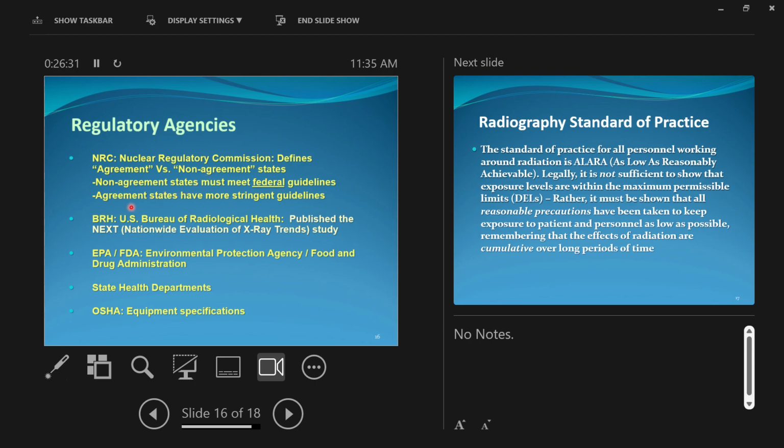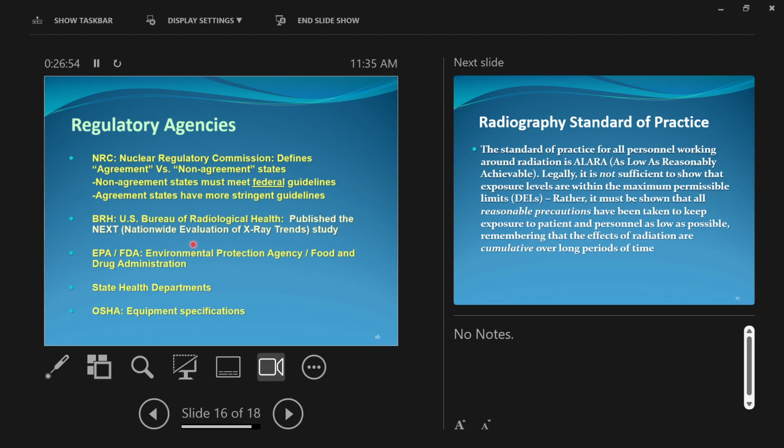Agreement states have more stringent guidelines. The use of radiation is stricter in states that agree to follow NRC guidelines. The BRH, the United States Bureau of Radiologic Health, publishes things like the Nationwide Evaluation of X-ray Trends Study. Good study on the use of radiation.